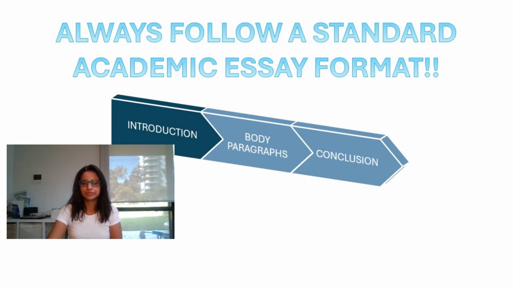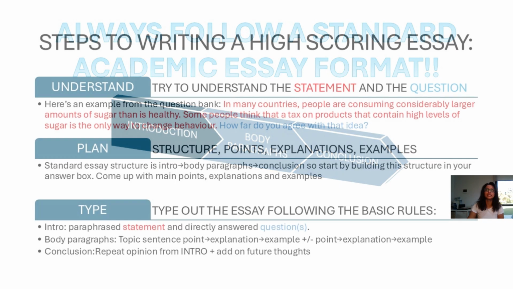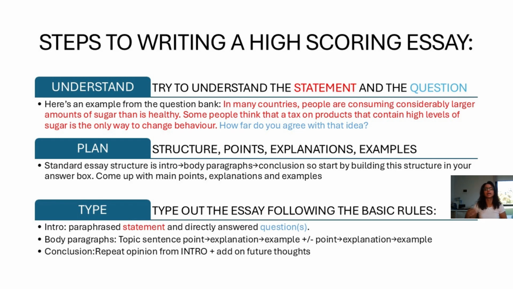Let's move on. Don't worry, we are nearing the end. I know it's a lot, but I do need you guys to understand it. Okay, so next, we're going to talk about the steps to writing a high scoring essay. As I said, it's the beginning, the middle, and the end. In the beginning, we have two steps, which is understanding and planning. In the middle is just typing, and then the final step, which is the end, is a review and a check.